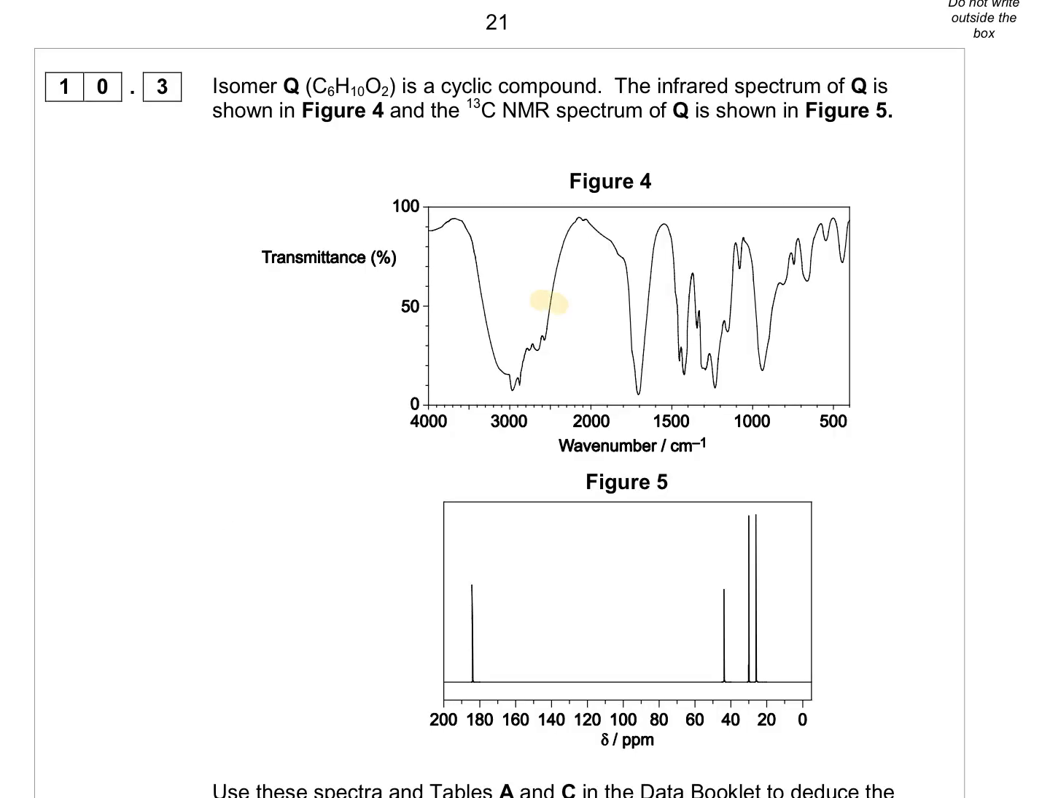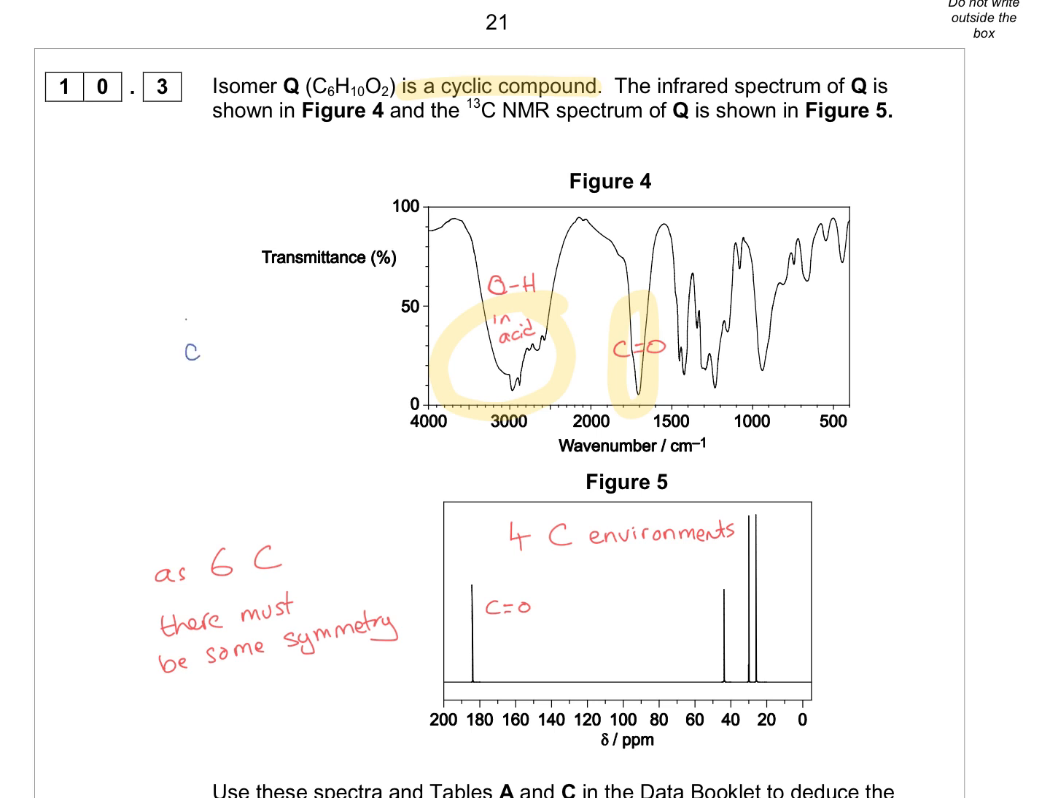So in 10.3, you're being asked to piece together information from the IR and the NMR and put them together to work out what the structure is. If we look at the IR first of all, I've already circled the fairly clear OH group, and that would be the OH in a carboxylic acid if you look at the data sheet. And then around 1700, we've got the C=O peak. If you then move on to the carbon NMR, you can see that there are 4 carbon environments. And as there's 6 carbons in total in C6H10O2, we know that there must be some sort of symmetry.